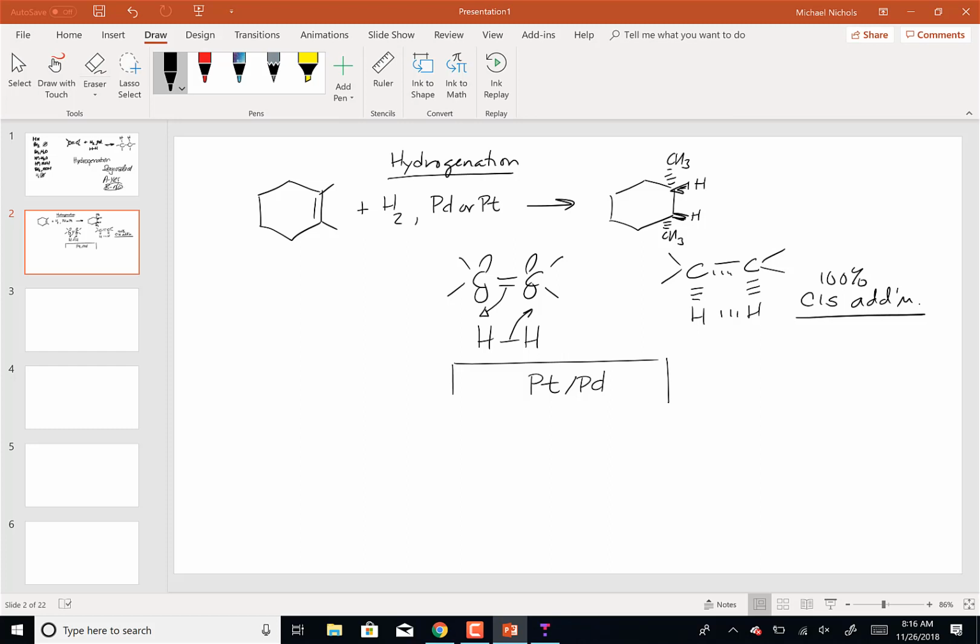Now, let me ask a question. Is this reaction regioselective? That should be a quick answer. No. Why not? Because hydrogen is symmetrical, right? If that's new, where have you been for the last 10 minutes? So it's not regioselective, but is it stereoselective in this case?